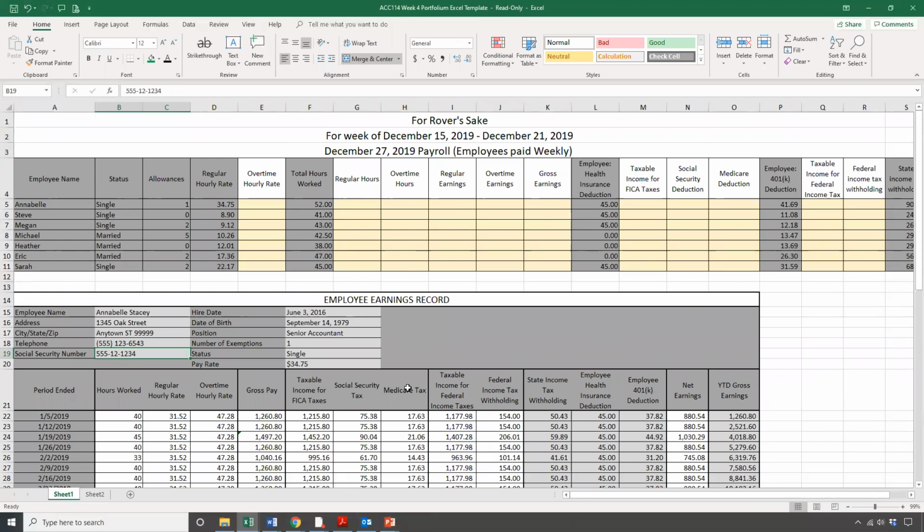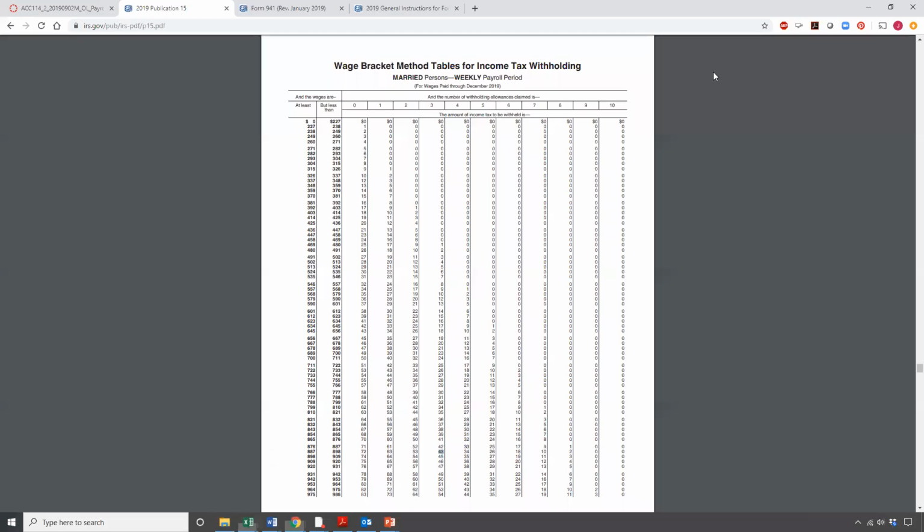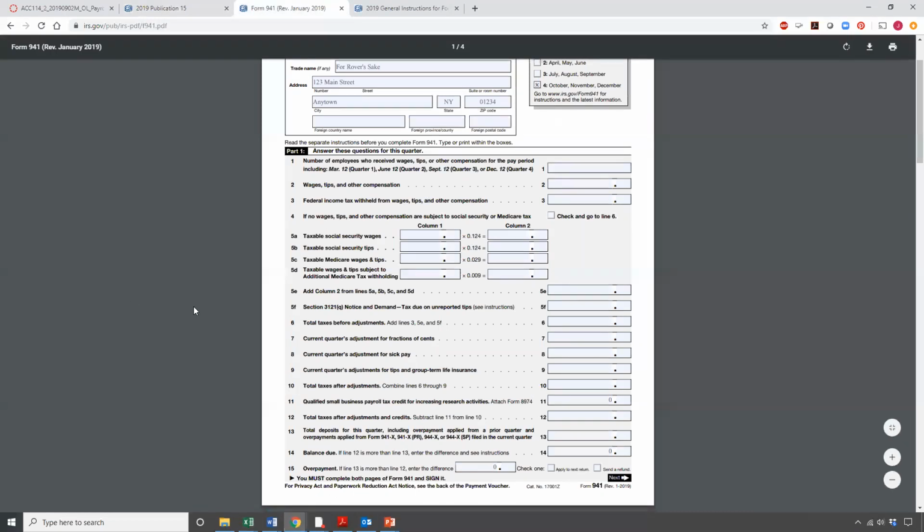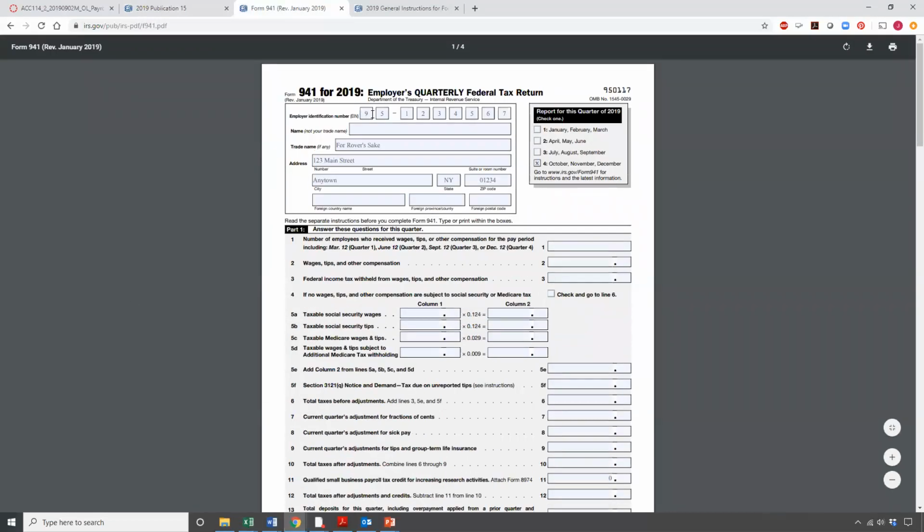And then the 941 after that is the fillable 941, and same thing. You've got the employer identification number, the trade name of the company, the address of the company goes in here, as you can see up here. And then make sure you're selecting Q4 that we're doing in here.